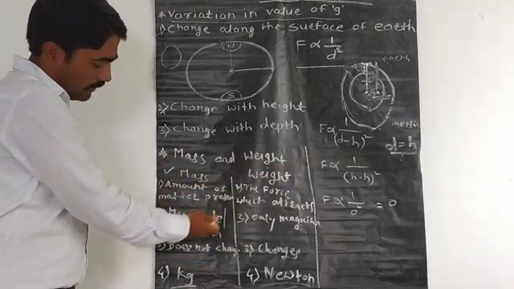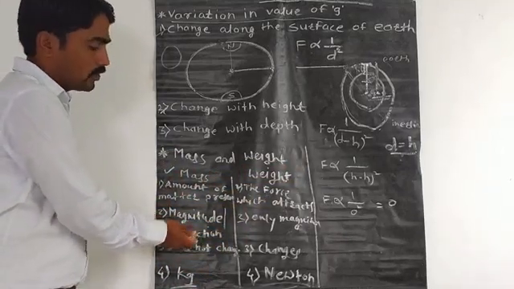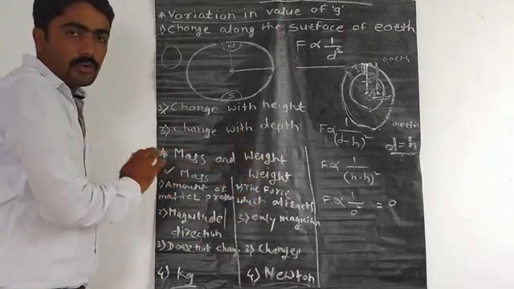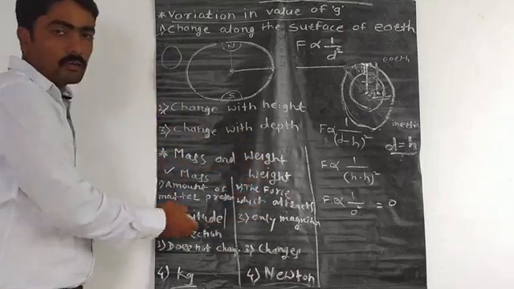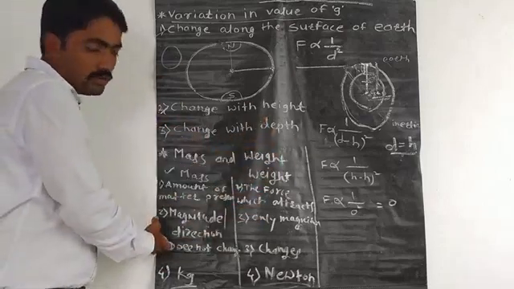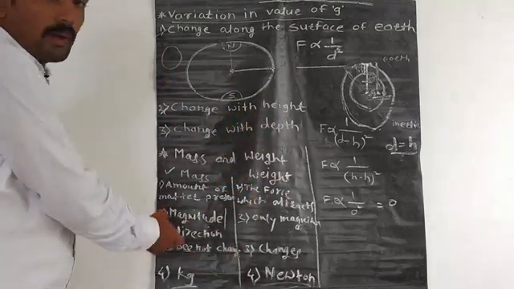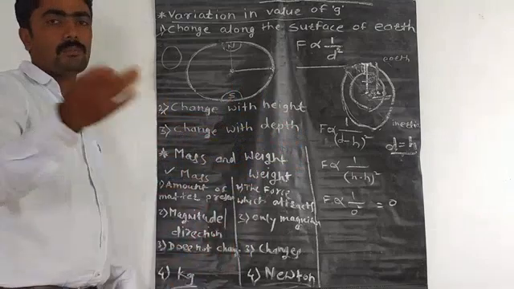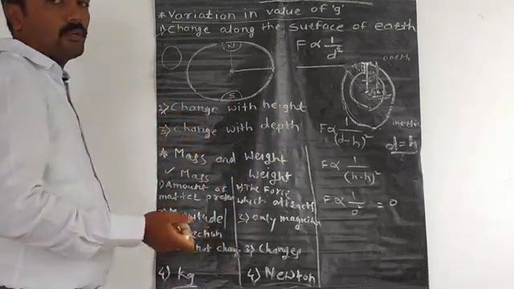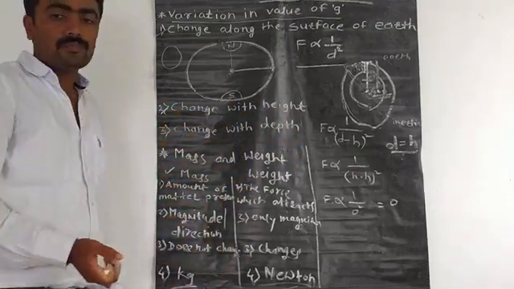Then second point, mass has magnitude and direction. Weight has only magnitude but not direction. It is a vector quantity. It is a scalar quantity. It does not change from place to place. It changes from place to place. The SI unit of mass is kilogram, and the SI unit of weight is Newton.